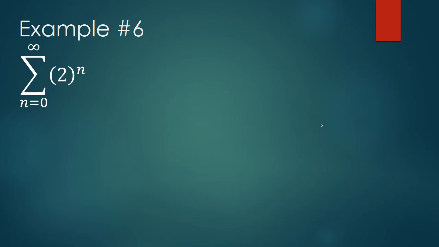Okay, so let's look at this example. I've got 2 to the nth power. So we're going to do this 2 ways. We're going to use the nth term test, and we're going to take the limit as n goes to infinity of 2 to the nth power, which is going to be 2 to infinity. Does this equal 0? It does not equal 0, right? Therefore, the series diverges by the nth term test.